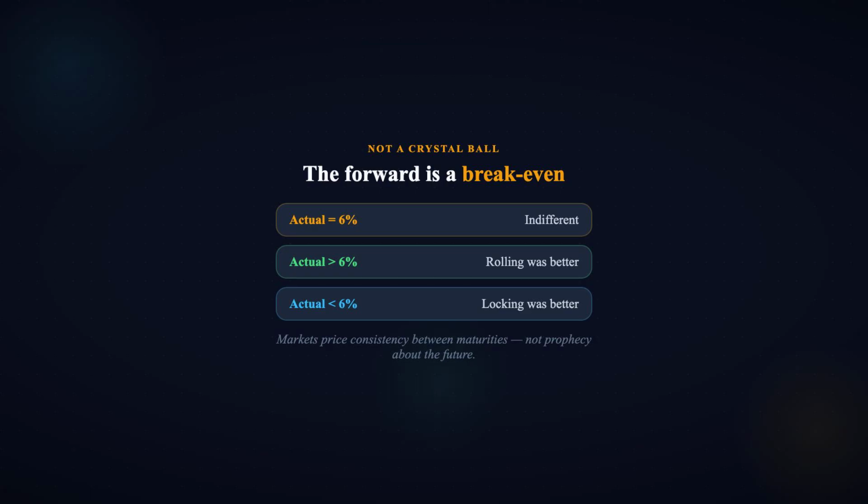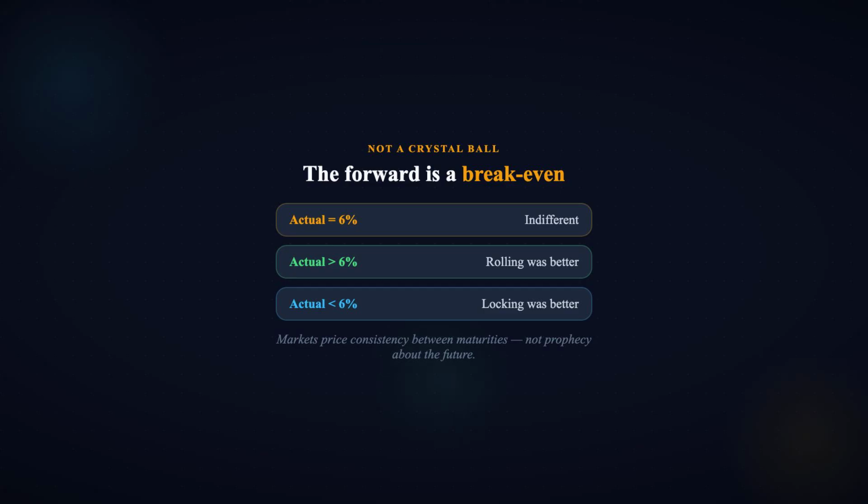You would be indifferent. If next year's actual spot turns out higher than 6%, then rolling short deposits would have been better. You would have earned more by waiting. If next year's actual spot turns out lower than 6%, then locking the 2-year rate today would have been better. You got a deal. The forward rate is not a crystal ball. It is a consistency condition.